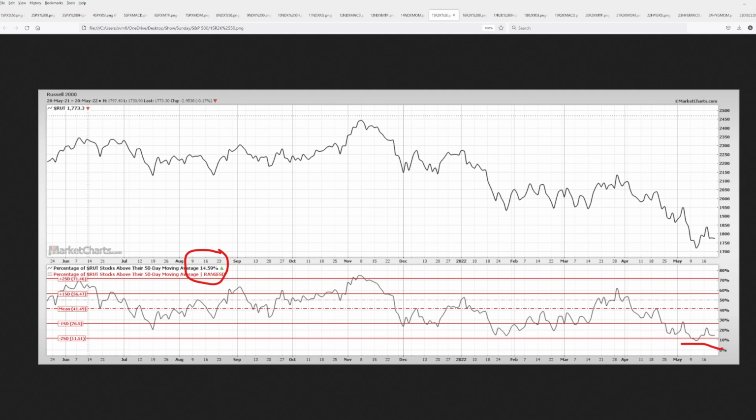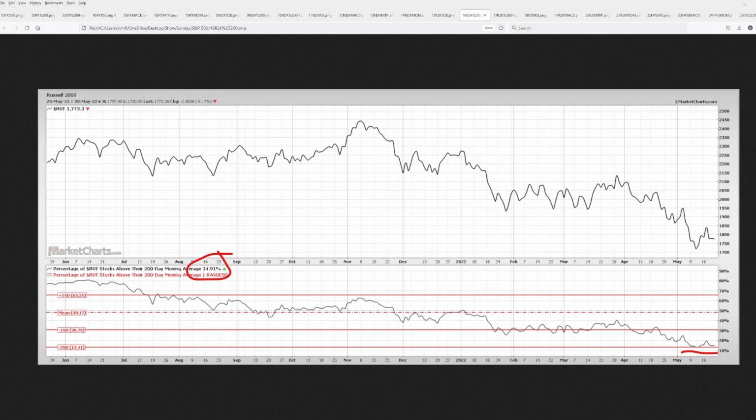Not a lot of confidence here, as even this recent move didn't do a whole lot from a price perspective in driving the percentage of Russell 2000 stocks above their 50-day moving average. So lack of conviction in the market here. Looking at the percentage of Russell 2000 stocks above their 200-day moving average, the same number, 85% of them are in a bear market, a mere 15% in a bull market, unchanged.